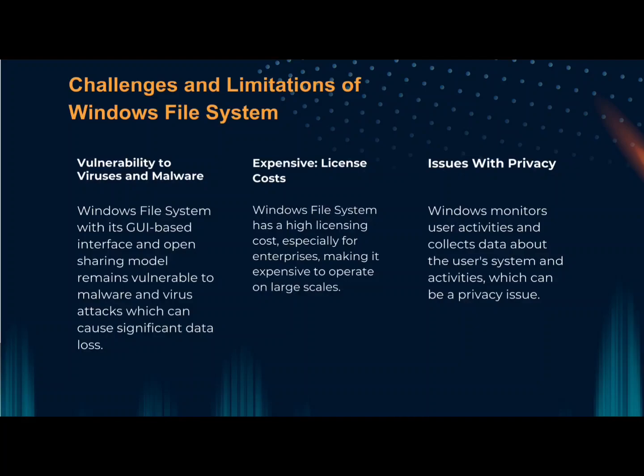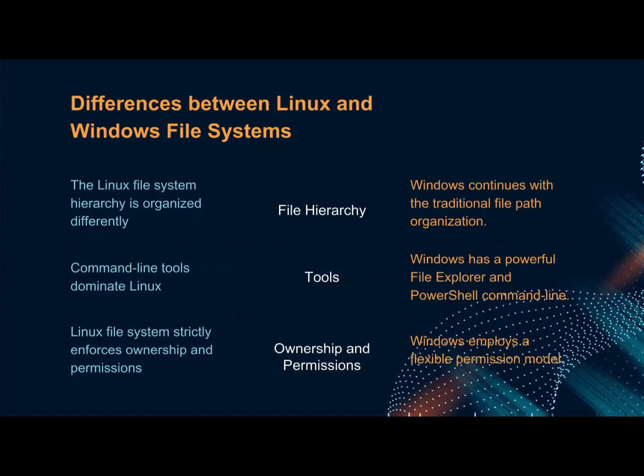For the differences between Linux and Windows file system, firstly, for the file hierarchy, the Linux file system hierarchy is organized differently, while Windows continues with the traditional file path organization. For the tools, Linux is dominated by command line tools, while Windows has a powerful File Explorer and PowerShell command line. For ownership and permission, the Linux file system strictly enforces ownership and permissions, while Windows employs a flexible permission model.